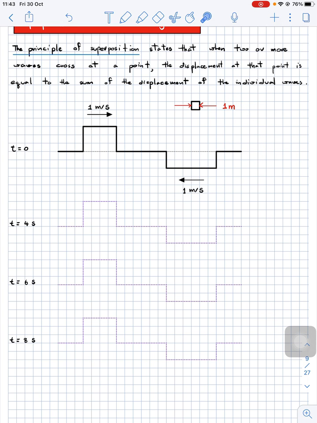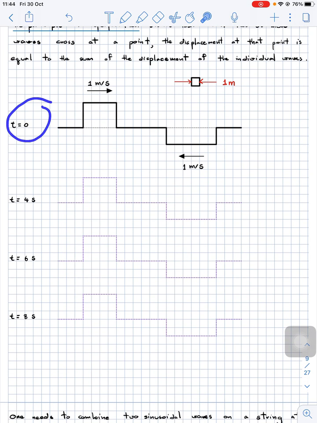So let's consider this graph, this plot. I have two waves, the first one and the second one. The first one is moving to the right-hand side with a speed equal to 1 meter per second, and the other one is moving to the left-hand side with a speed equal to 1 meter per second as well. Let's say each block here has a length equal to 1 meter.